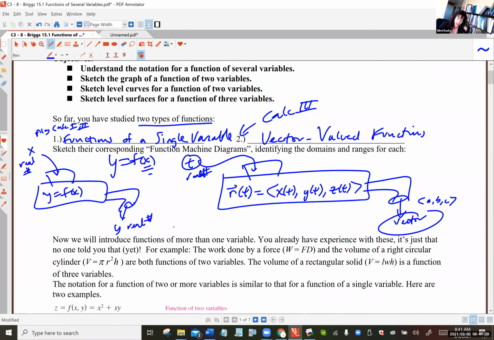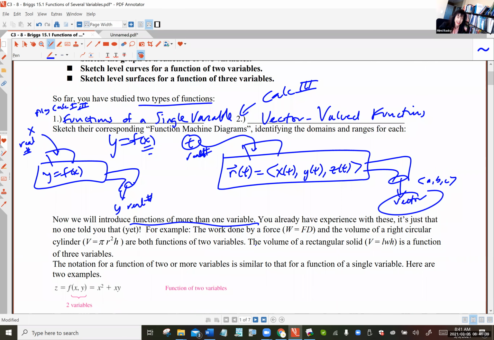Okay, now we're going to introduce a brand new function today. Yeah, functions of more than one variable. Might be 2, might be 3, might be 4, might be 10. Well, how many? Well, we won't go too crazy yet, but I claim you already studied this. You just didn't know it. Some people didn't tell you that you did already study functions of more than one variable. And you may be thinking right now, really?